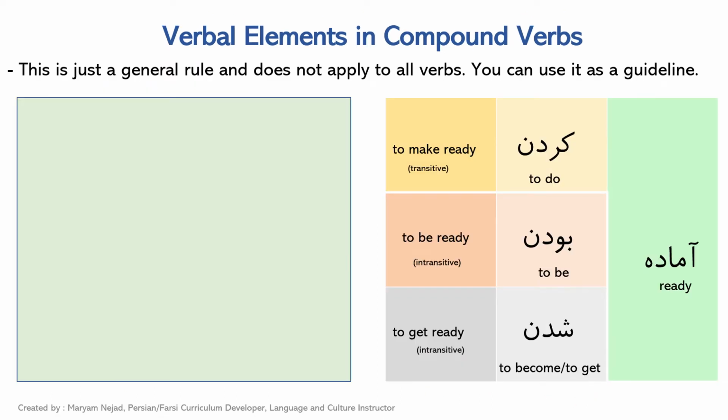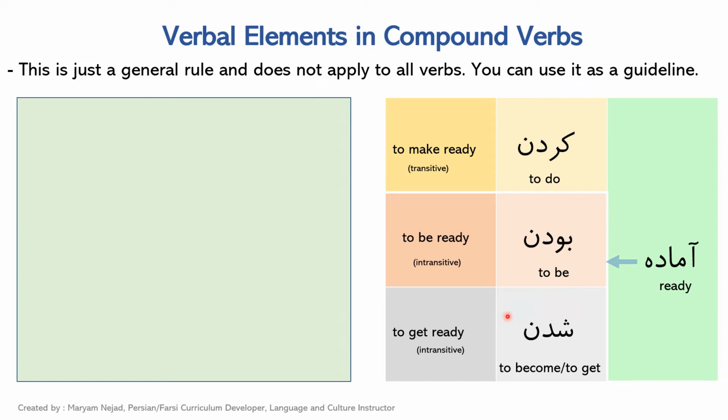There's a very common pattern among Persian verbs that I'm going to explain by using this example here. So here we have آماده. آماده means ready. So when آماده comes with the verbal element کردن, then it means to make ready, which is transitive. But when the verbal element changes from کردن to بودن, it means to be ready. So now it changed from a transitive verb to an intransitive verb.